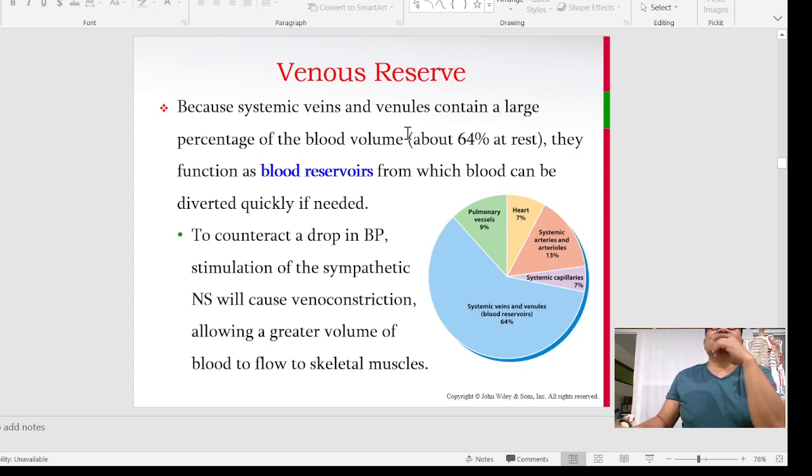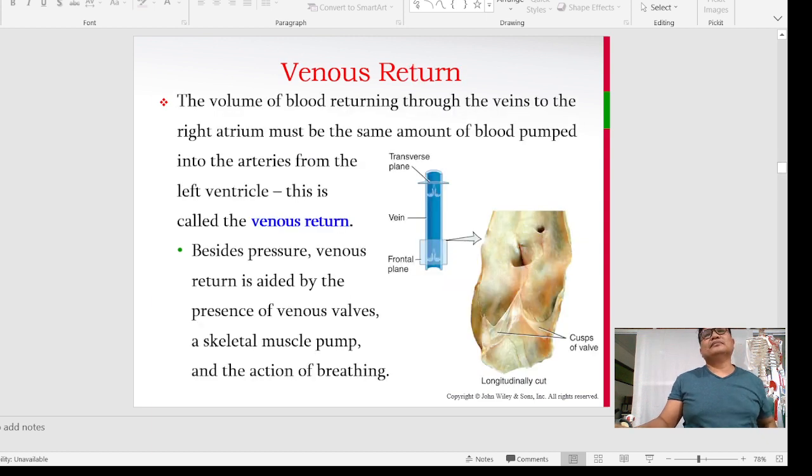So, venous reserve. About 64% sa atong blood naka-reserve sa veins, so they serve as reservoir. So, asa pa man ang uban? Tanawon nimo ha, 9% sa pulmonary vessels, 7% sa heart, sa systemic arteries is 13, systemic capillary 7, ang kadaghanan yun na sa veins, about 64%.